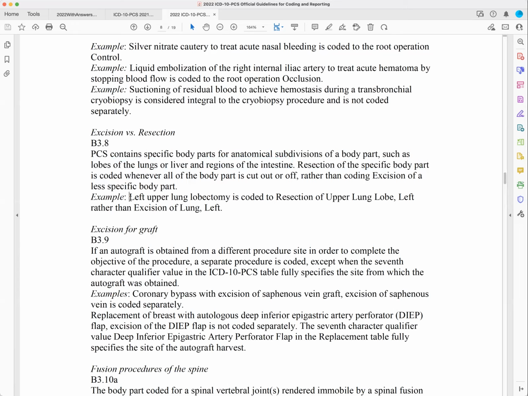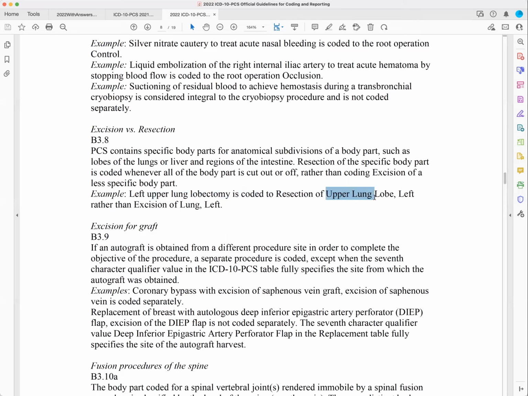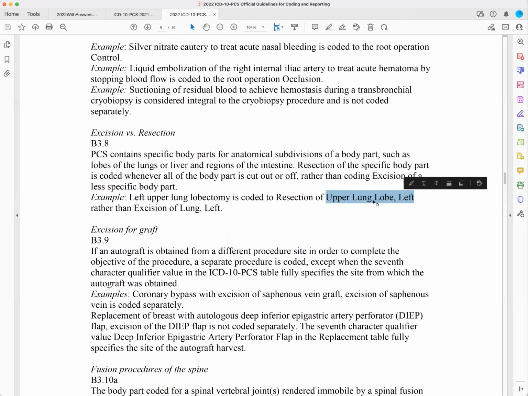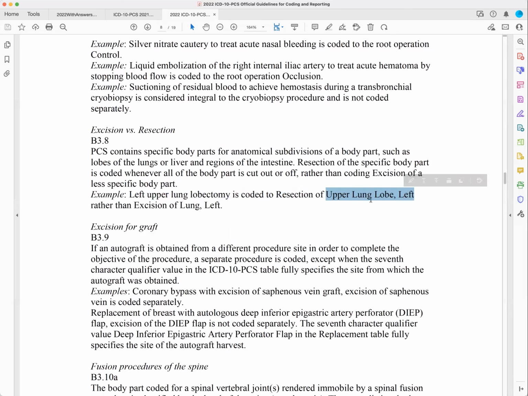So the example is the left upper lung lobectomy is coded to resection of the upper lung lobe left, because in the body part value, when you're in the tables for that fourth character value, there is a separate value for upper lobe lung left. So if they do a complete removal of that lobe, it would be a resection, even though that lobe is not all of the lung, because it has its own body part value, it's considered a resection.